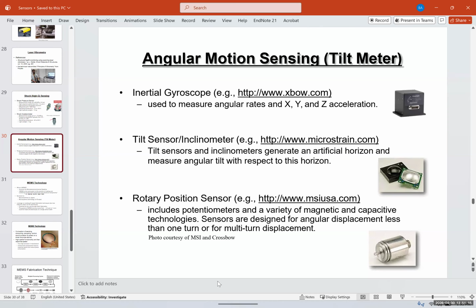And then we have tilt sensors or inclinometers. This is from MicroStrain. These are tilt sensors and incremental inclinometers that generate an artificial horizon and measure angles with respect to this horizon. We have also rotary position sensors, like the one mentioned here. It includes potentiometers and a variety of magnetic and capacitive technologies. And sensors are designed for angular displacement less than 1 turn or for multi-turn displacement.